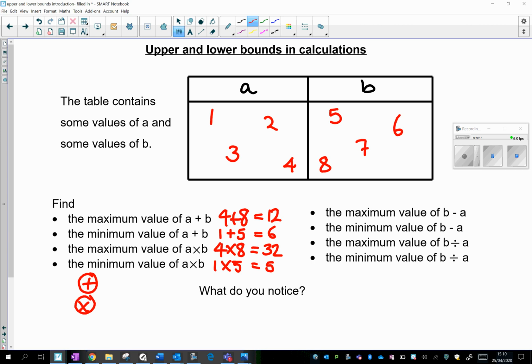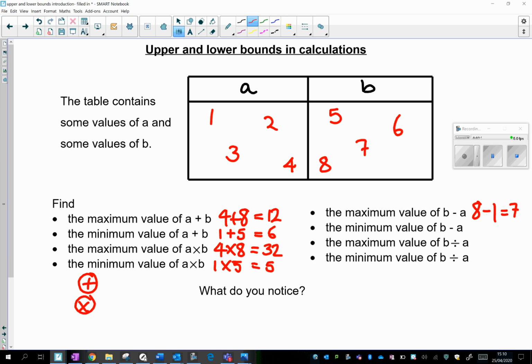We're going to do B take away A, and I want to get the biggest possible answer. Well, to get the biggest possible answer for B take away A, I'm not going to use 4 and 8, because 8 take away 4 is 4. But if I do 8 take away 1, so the biggest B take away the smallest A, that gives me 7, which is the biggest number I can get.